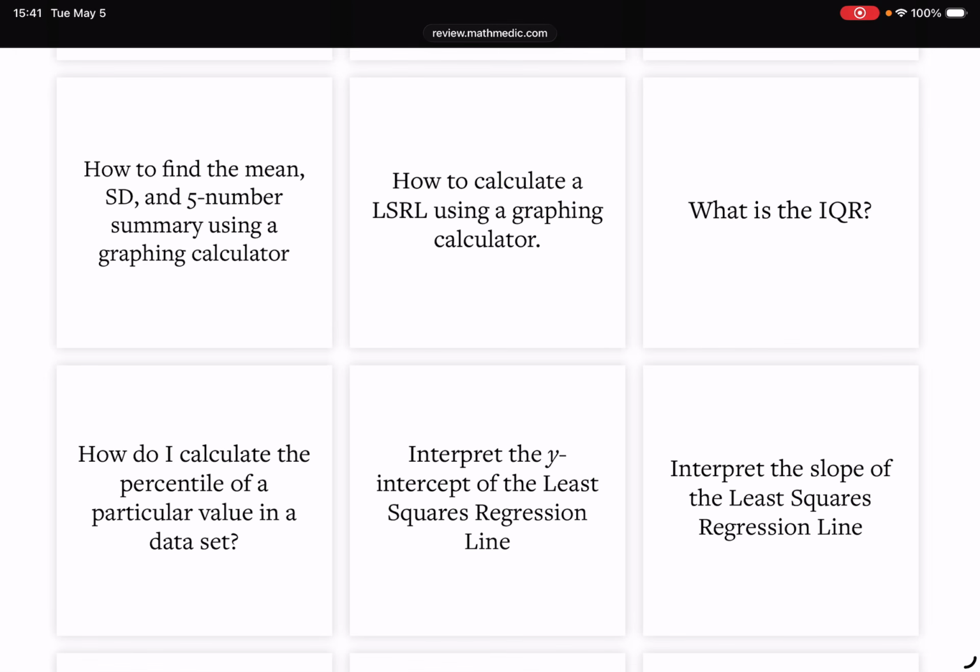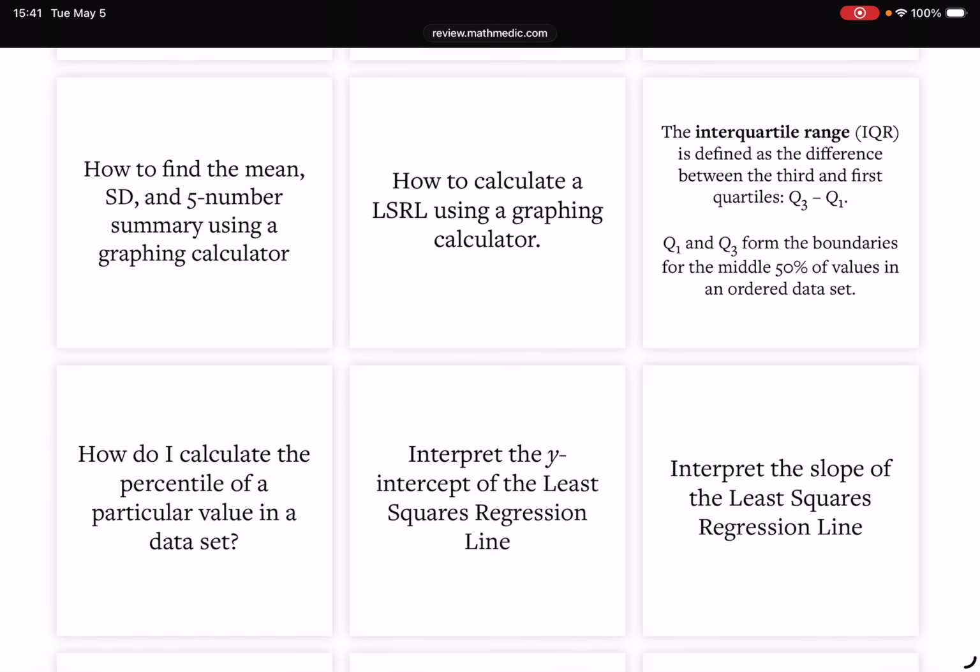Next says, what is IQR? Remember, IQR is the difference between Q3 minus Q1. So Q3 minus Q1 is all you need to remember for IQR. The third quartile minus the first quartile.